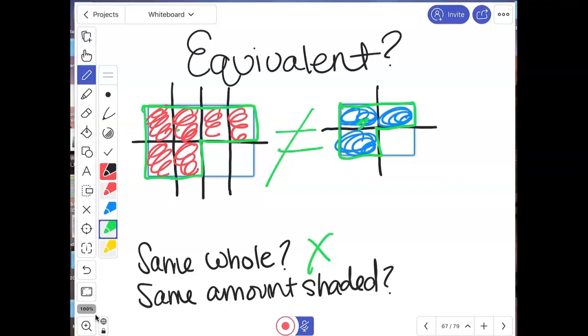Even though this one is 6/8 and this one is 3/4, because they're not the same whole to begin with, they cannot be equivalent fractions.